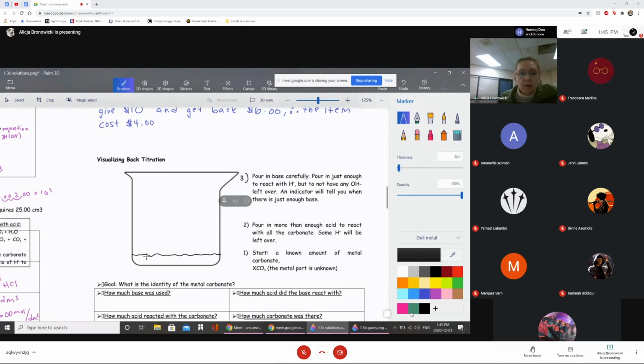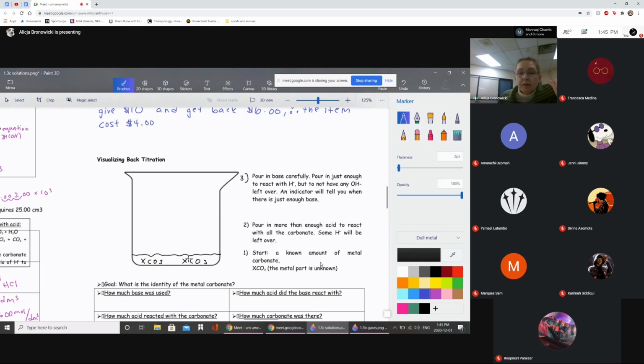That is my carbonate. So I've got XCO3 here, and I'm arbitrarily putting 2 of these formula units, just to show that at the bottom of my beaker, I have some carbonate. Okay, so do I know how much carbonate I have? Yes, I do. I put in 138.04 grams. So I've got 138.04 grams of this white powder on the bottom of my beaker.